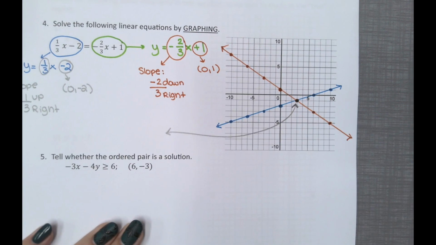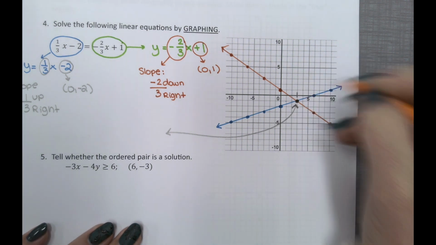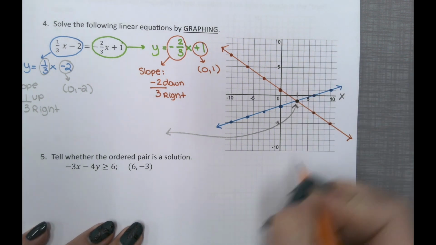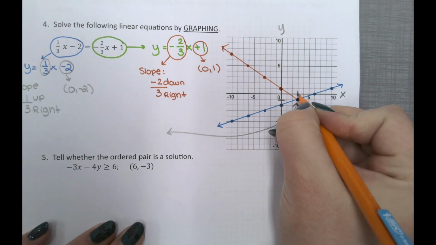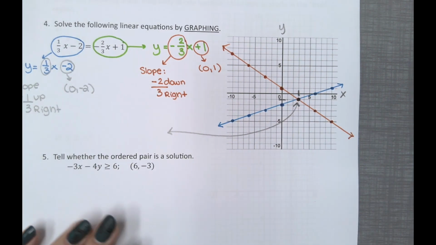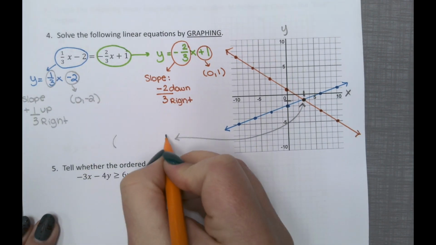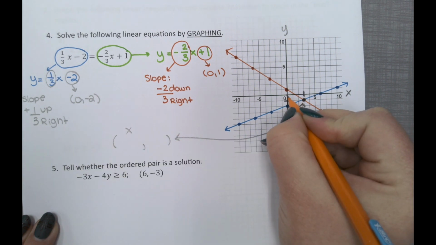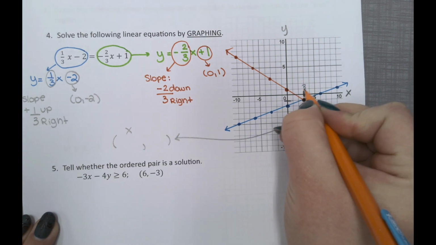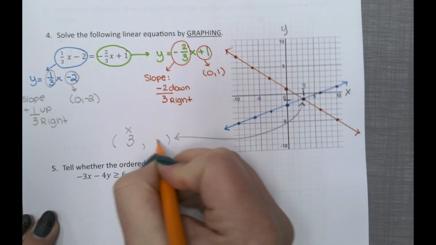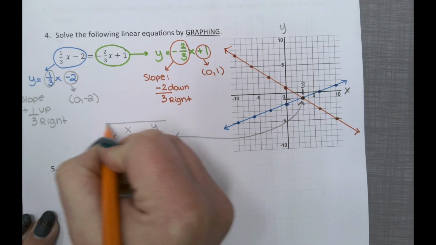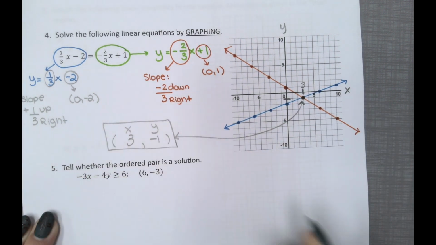Now, to get the answer, you're going to find your x value, then you're going to find your y value. So where on the x and where on the y? So on the x, that number is 3. And where on the y? -1. This is our answer to the system.